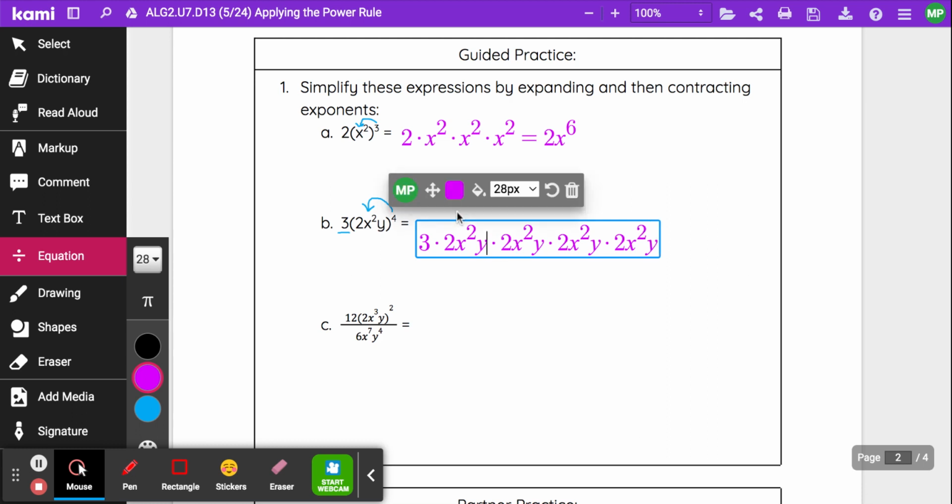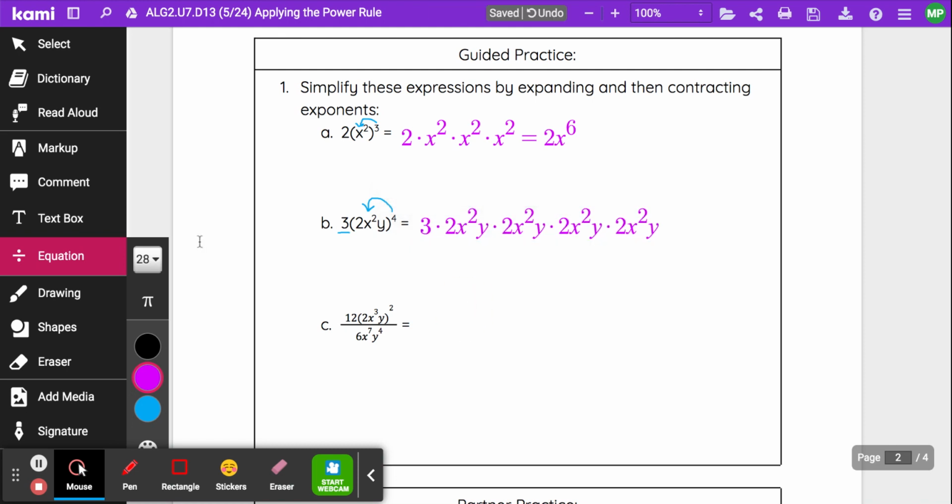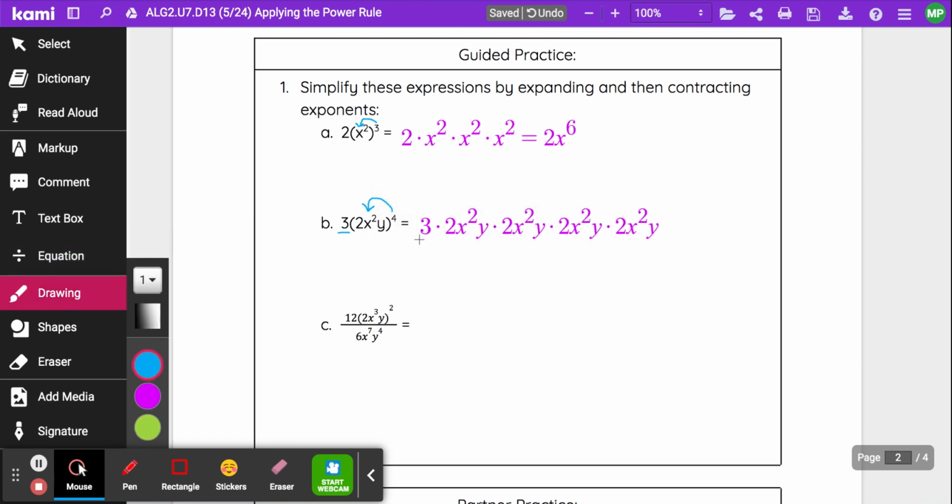I'm writing this really fast. Pause if we need. Okay, so I first want to deal with my coefficients. So I'm going to start there. Remember, my coefficients are out in front. They're my normal numbers out in front. They tell me how many of each thing I have. So this is telling me I have 3 of all of this. This is telling me I have 2 x squared y. I have another 2 x squared y, 2 again, and 2 again. So 3 times 2 times 2 times 2 times 2.